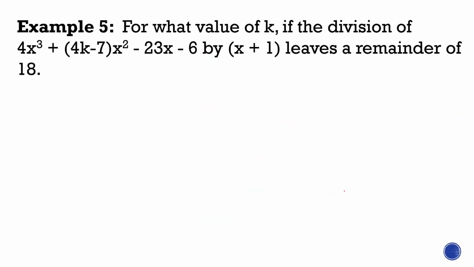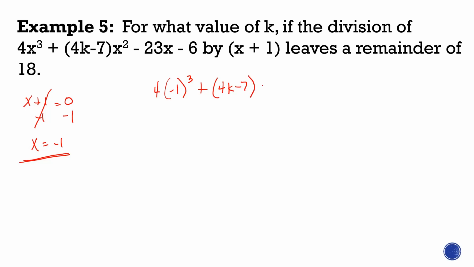For what value of k if the division of that polynomial leaves a remainder of 18? So we will start again with this binomial x plus 1 is equal to 0. And then we will solve for x. So our x here is negative 1, right? Negative 1. So this is going to be 4 times negative 1 raised to 3 plus 4k minus 7 times negative 1 squared minus 23 times negative 1 minus 6 equals 18.